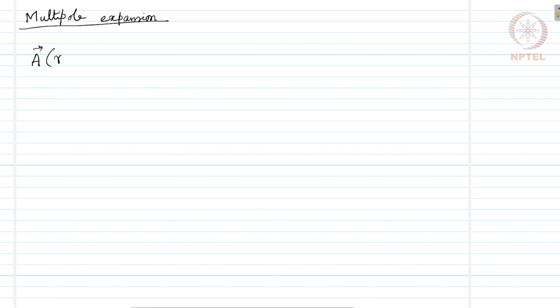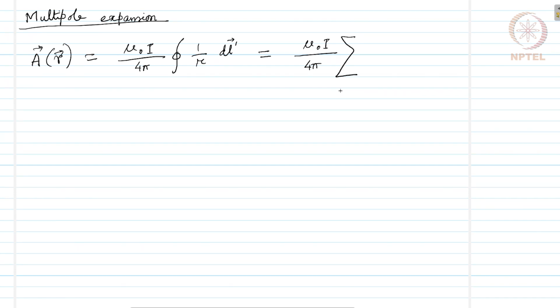This can be expressed as mu naught I over 4 pi closed integral over 1 over r dl prime. This is the vector potential, which is mu naught I over 4 pi sum over n equals 0 to infinity for multipole expansion, 1 over r^(n+1) closed integral over r prime power n, Legendre polynomial P_n, that is a function of the cosine of alpha, dl prime vector. This is the multipole expansion.